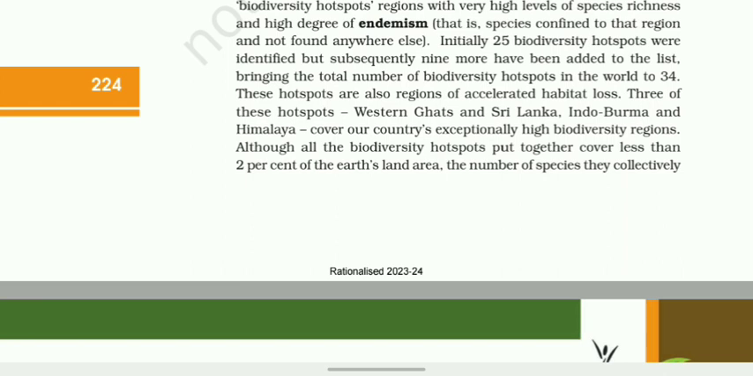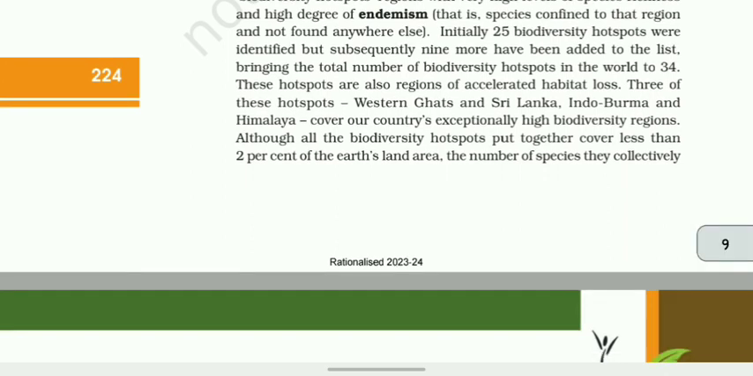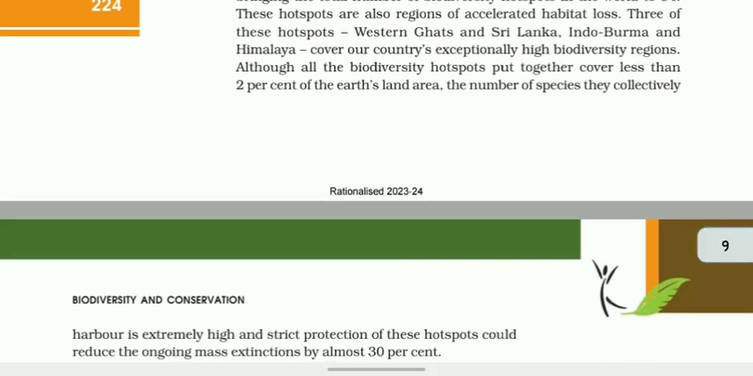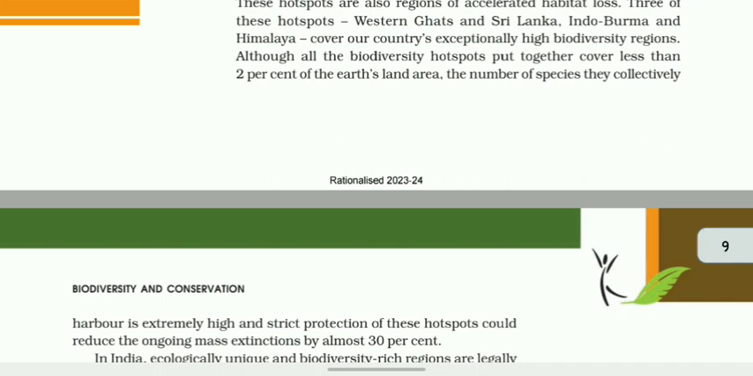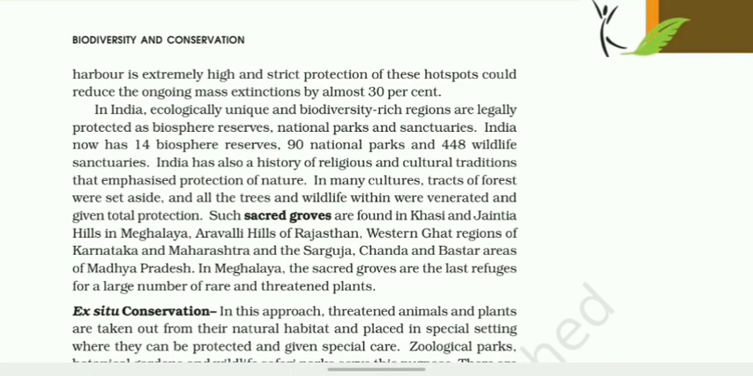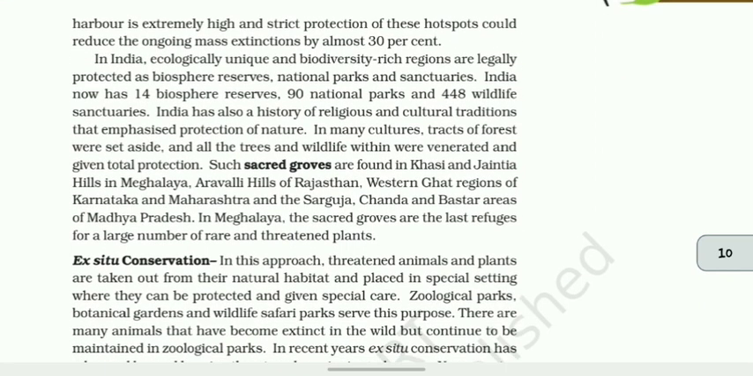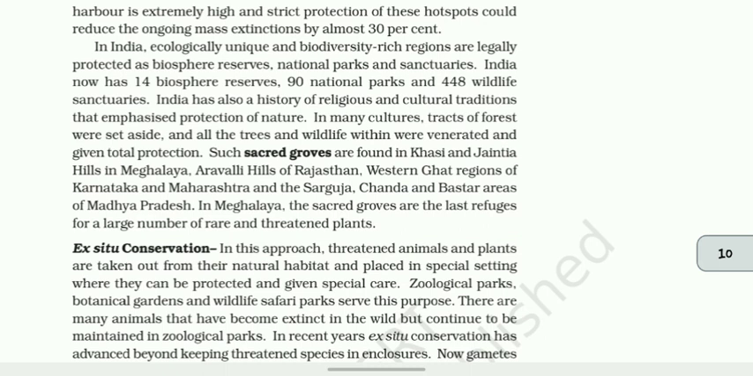Initially 25 biodiversity hotspots were identified, but subsequently 9 more have been added to the list, bringing the total number of biodiversity hotspots in the world to 34. These hotspots are also regions of accelerated habitat loss. Three of these hotspots, Western Ghats and Sri Lanka, Indo-Burma and Himalaya, cover our country's exceptionally high biodiversity regions. Although all the biodiversity hotspots put together cover less than 2% of the Earth's land area, the number of species they collectively harbor is extremely high, and strict protection of these hotspots could reduce the ongoing mass extinctions by almost 30%.